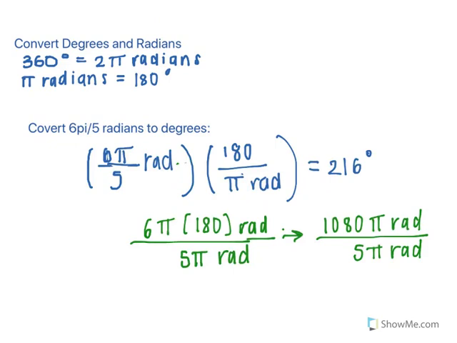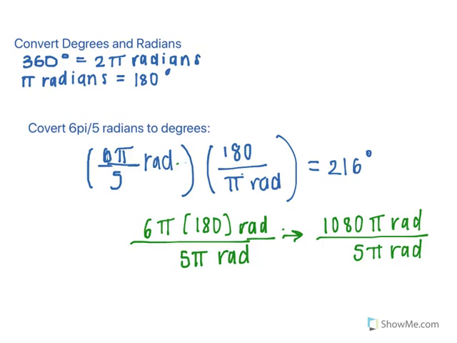Let's look at another example. So, say we were asked to convert 6 pi over 5 radians to degrees. So, we would write out 6 pi over 5 radians times 180 over pi radians. Once we do that, we can multiply 6 times 180, which would be 1080, to simplify the numerator, and write it out as 1080 pi radians over 5 pi radians.